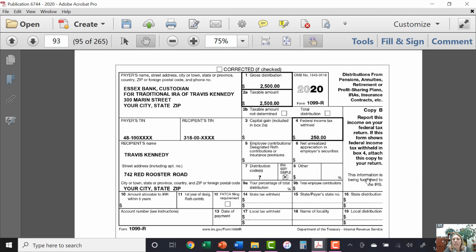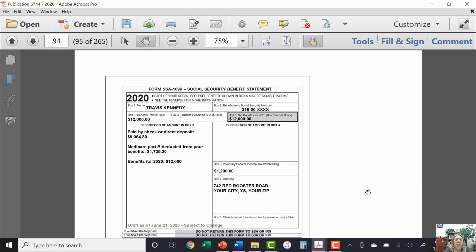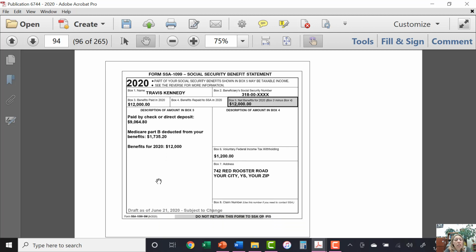Okay, all right, here's another one. This is typically what we see. So the taxable amount and the gross distribution are the same. Let's see what else I got in here. Here's the Social Security statement.